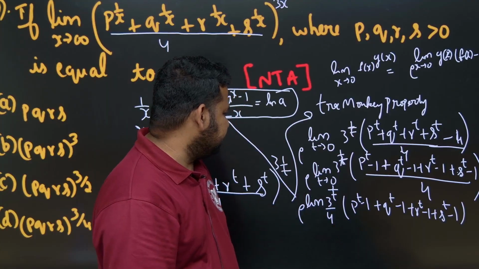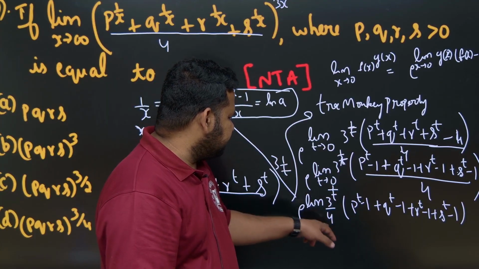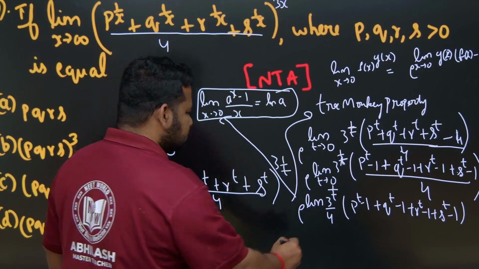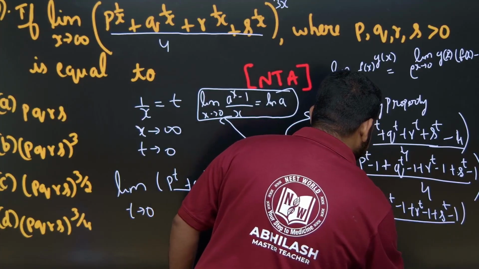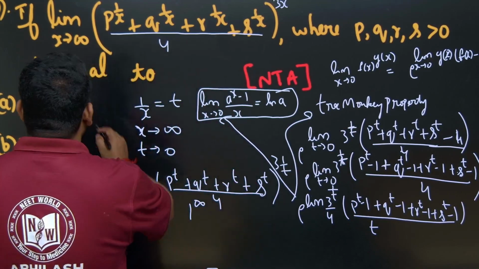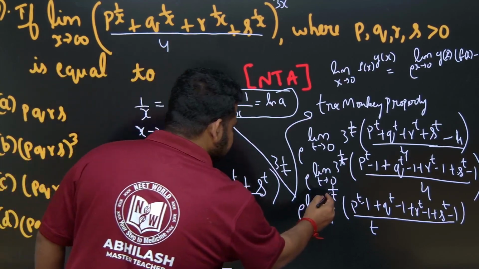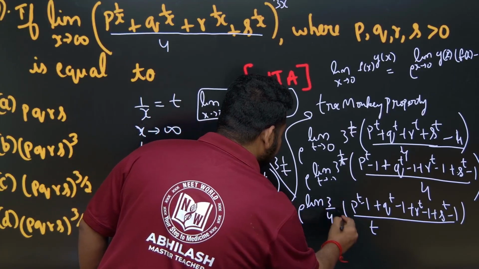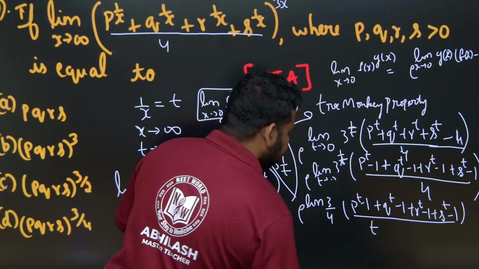So 3 power t, if I bring it down, this will become what? 3 power 1 by t. If I bring it down, this whole thing will become t. If I bring this 1 by t to the power out, if I bring it down, this will become 3 by 4 to the power of 1 by t. It will come down.